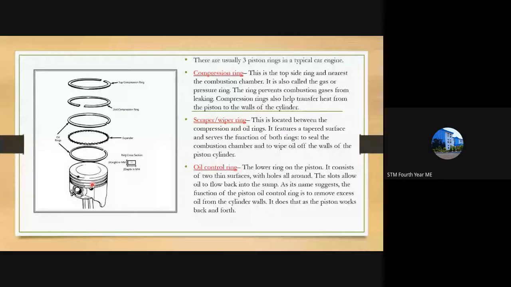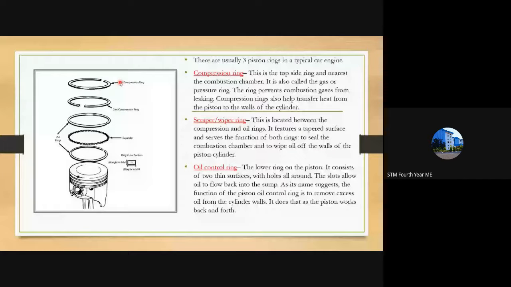There are two compression rings, and they are placed in such a way that the split part of the compression rings faces opposite each other, so that when blow-by occurs through this gap, it will not go downwards. When we align this split ring adjacent to the other split, there is a chance of blow-by. Thereby, they are faced in the opposite direction. So that's how the compression rings are placed.